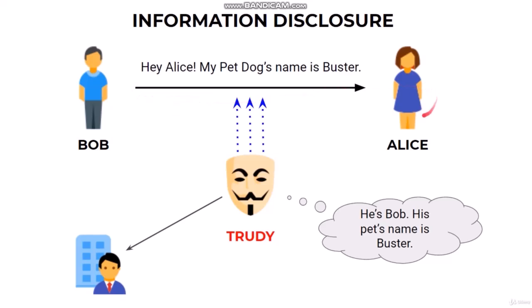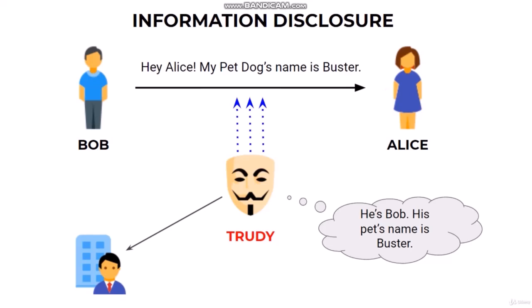The next is information disclosure. Again, we'll consider Bob, Alice, and Trudy. In this scenario, Bob is talking with Alice, and Bob says, "Hey Alice, my pet's name is Buster." Now Alice knows that Bob has a pet and his name is Buster. Since Alice is a good girl, she won't disclose information. But meanwhile, Trudy, since she is analyzing information, now tells someone that Bob's pet name is Buster.